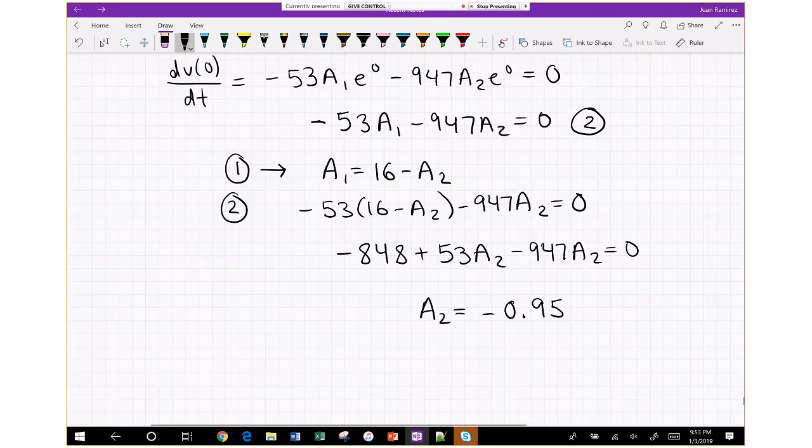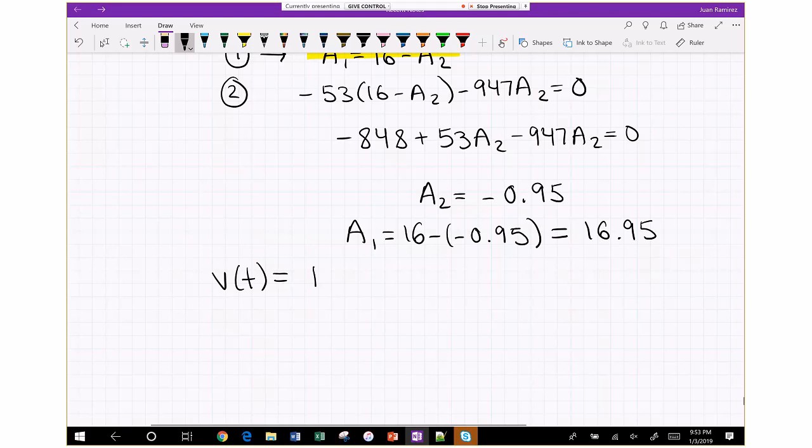Then if we go back to this equation here, it says A1 is equal to 16 minus A2, which will give us 16.95. And now we can plug those into our voltage equation. And this is our final answer.